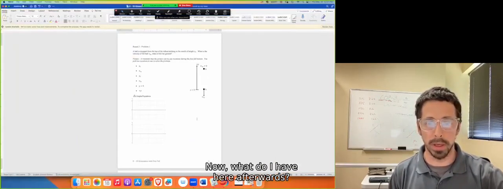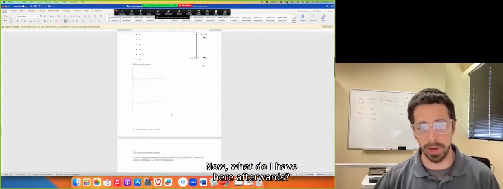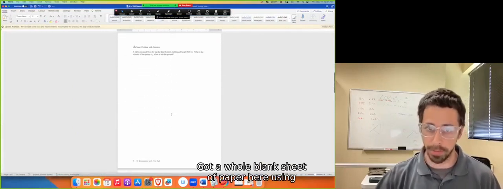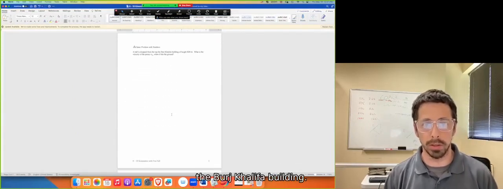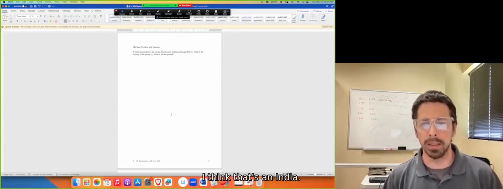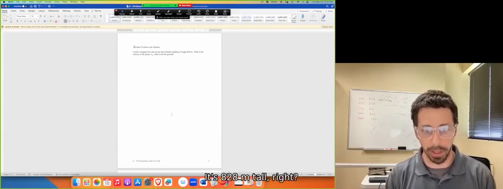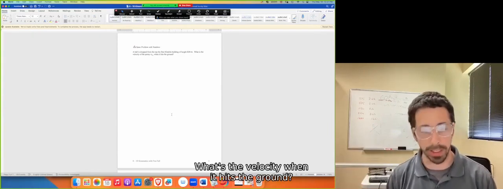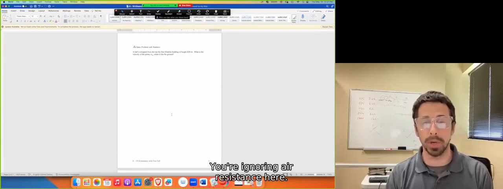F3. Now, what do I have here afterwards? Got a whole blank sheet of paper here, using the Burj Khalifa building. I think that's in India. It's 828 meters tall. If you drop a penny, what's the velocity when it hits the ground? You're ignoring air resistance here.